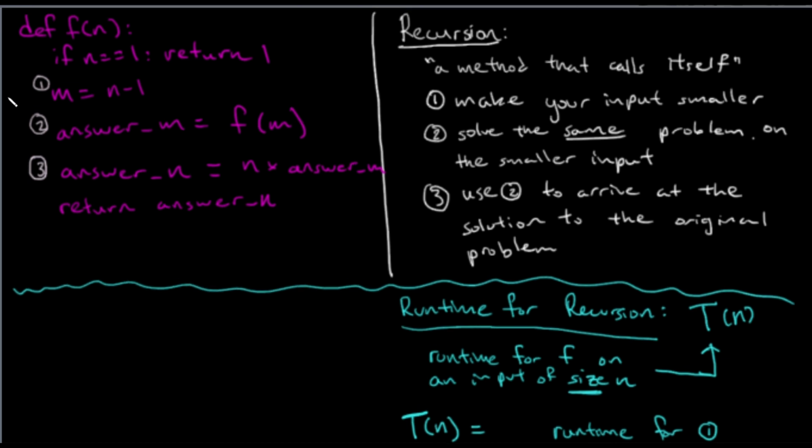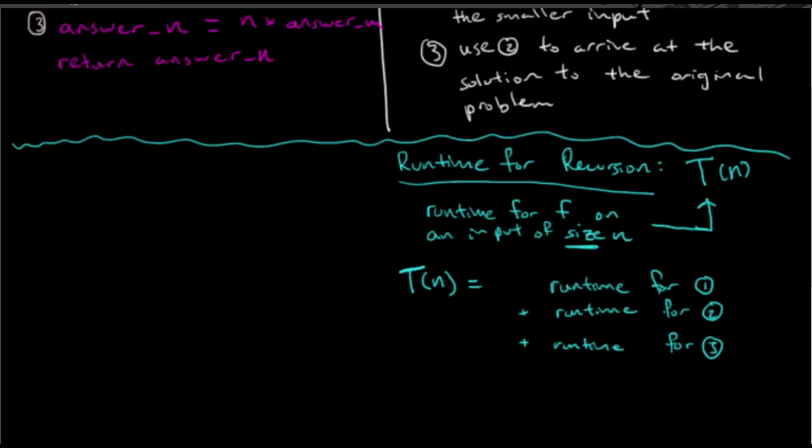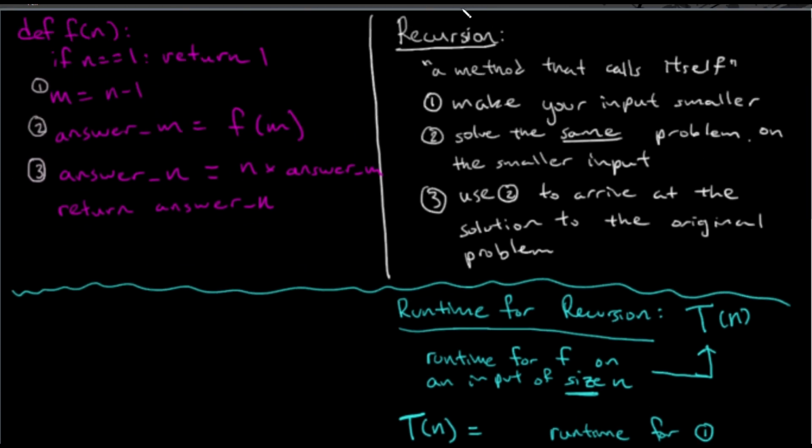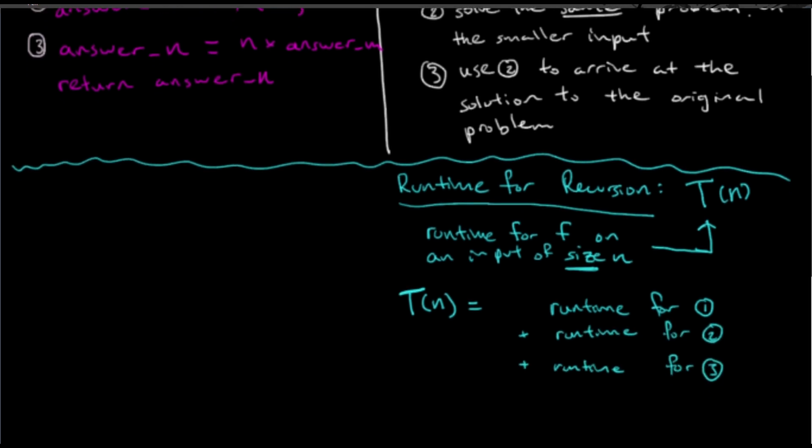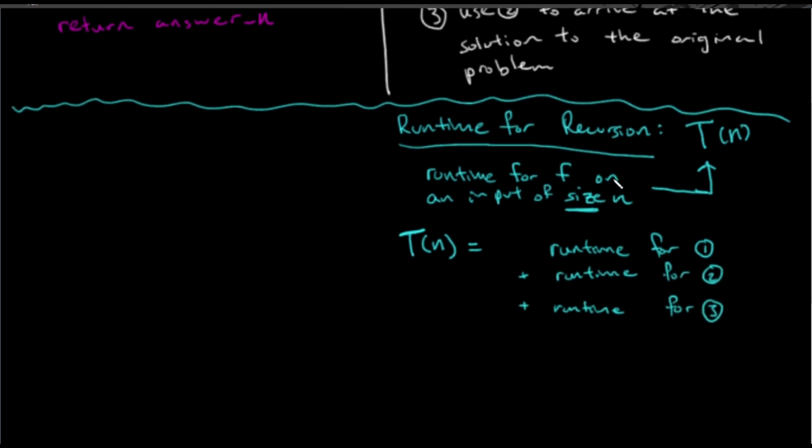So that corresponds right here with the runtime to do this step plus the runtime to do this step plus the runtime to do this step. And so in essence we're saying, hey look, we defined a recursive function. We defined recursion as these 3 steps. And so our runtime for recursion is obviously going to be the time to run each of these steps.